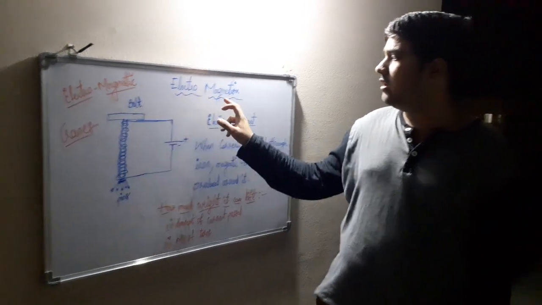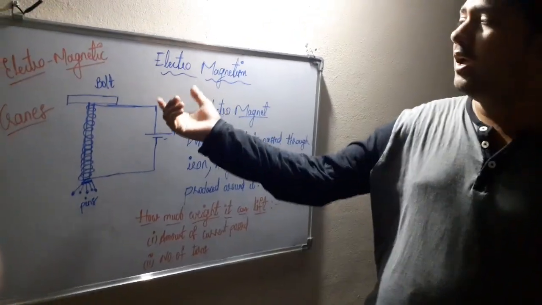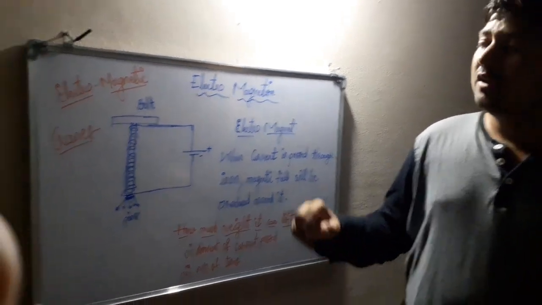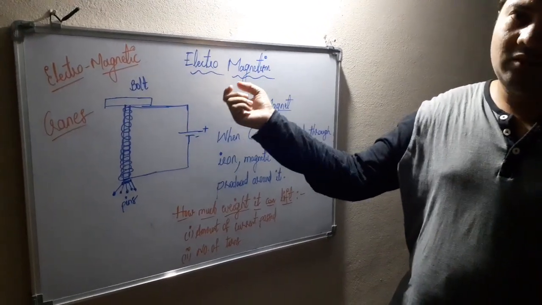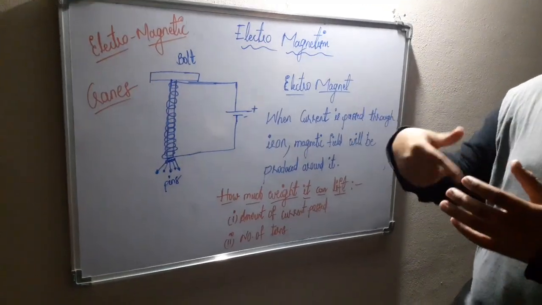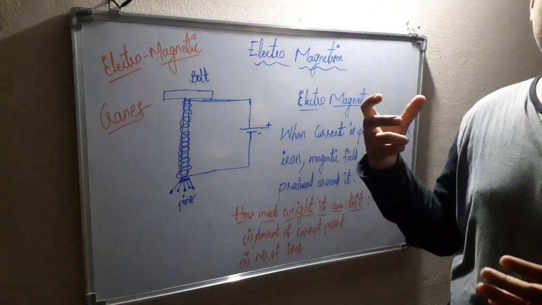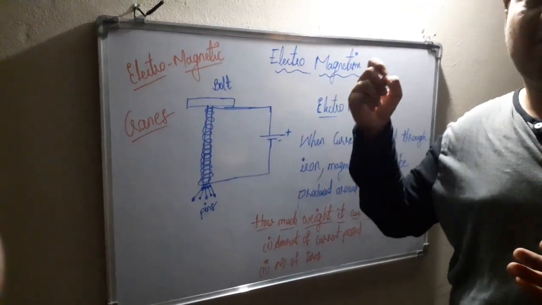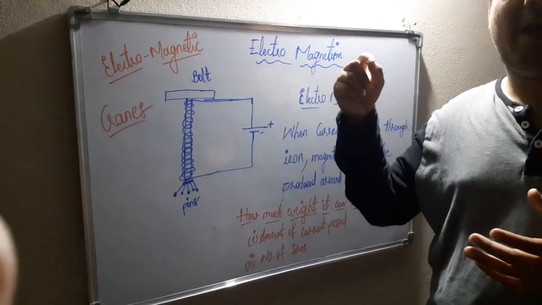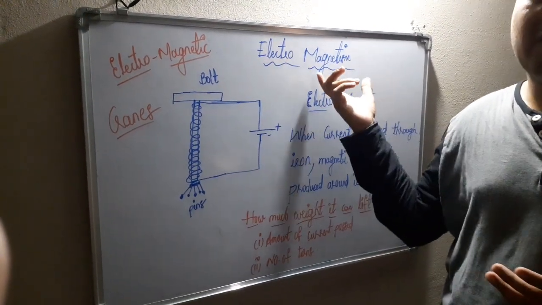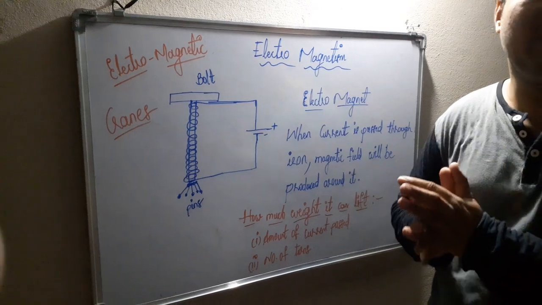So electromagnetism, the name itself says electricity and magnetism are interrelated to each other. If you pass current in any wire, then around the wire a magnetic field will be generated. It means whenever you pass electricity, definitely a magnetic field will be generated. This is nothing but electromagnetism. Electricity and magnetism both are interrelated.